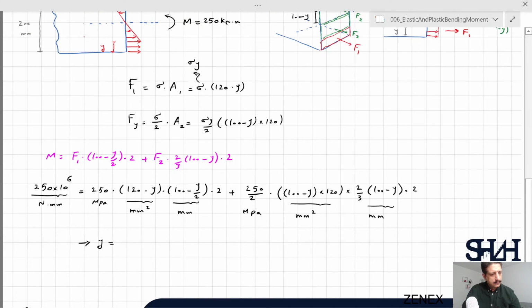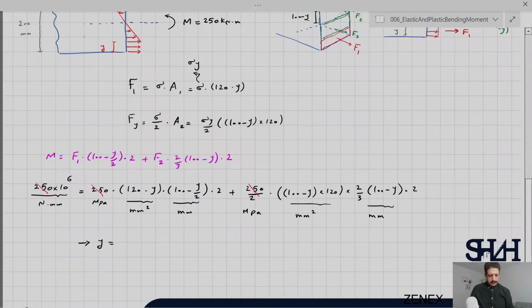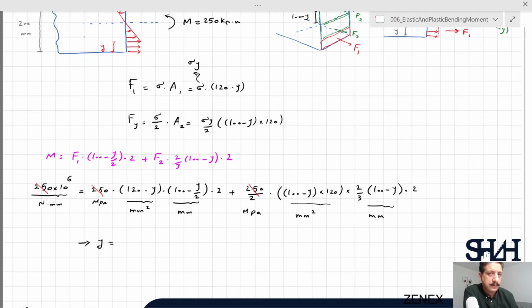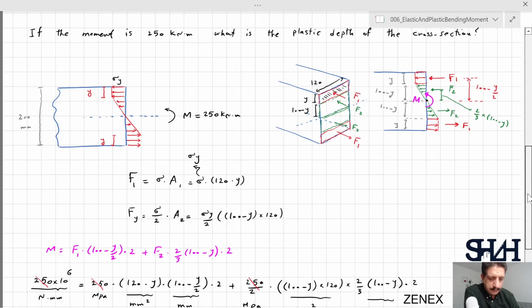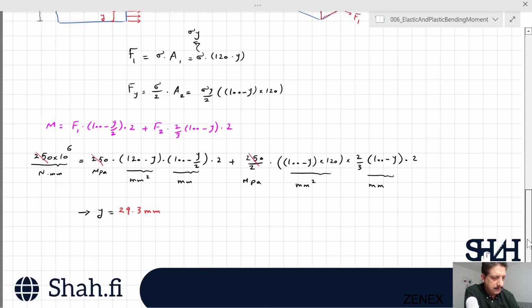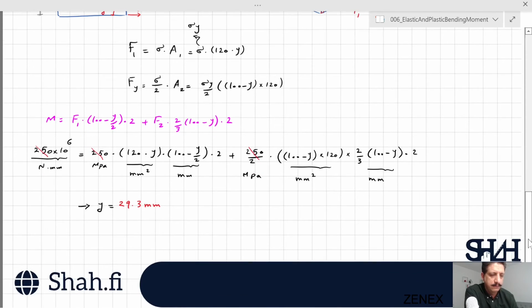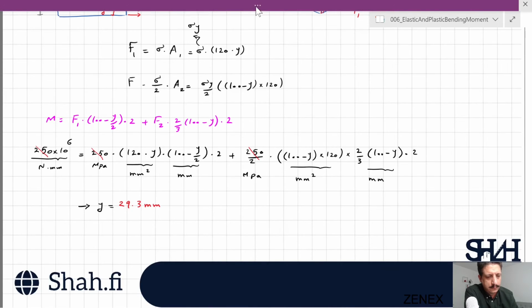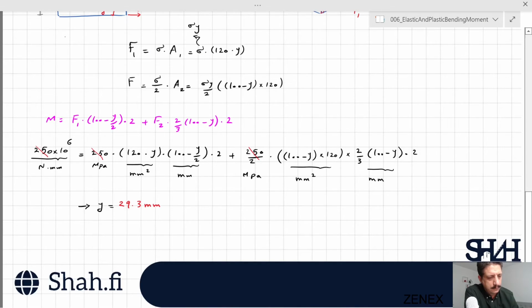Simplify this. 250, 250, 250, and 29.3. So we can see that it would be reasonable. From here I can calculate F1, F2, and so forth. So here I think it should be F2, not Fy.